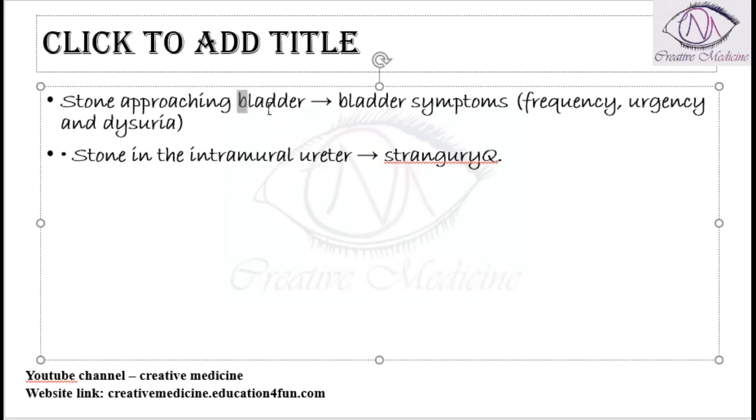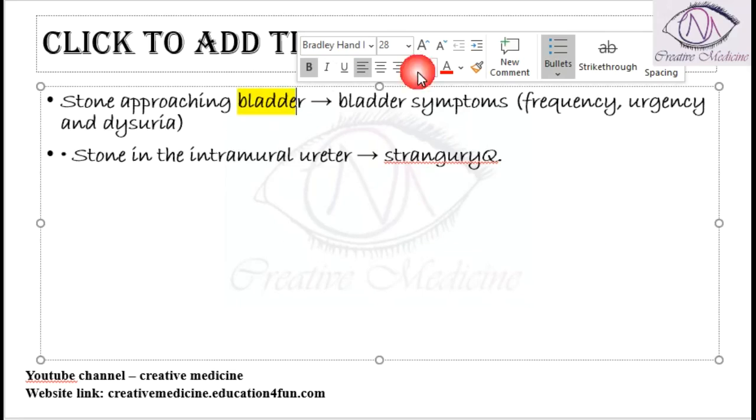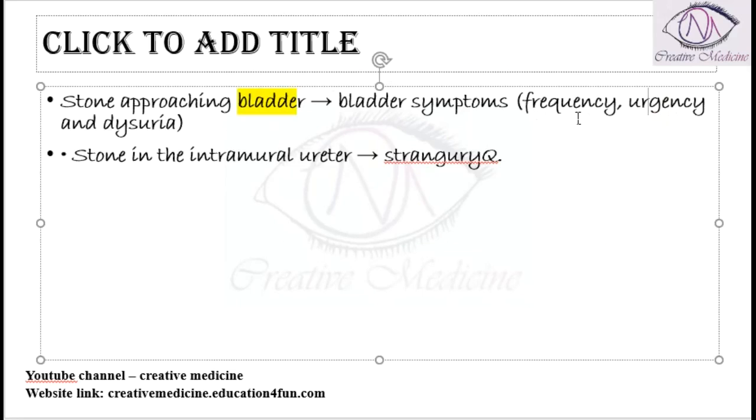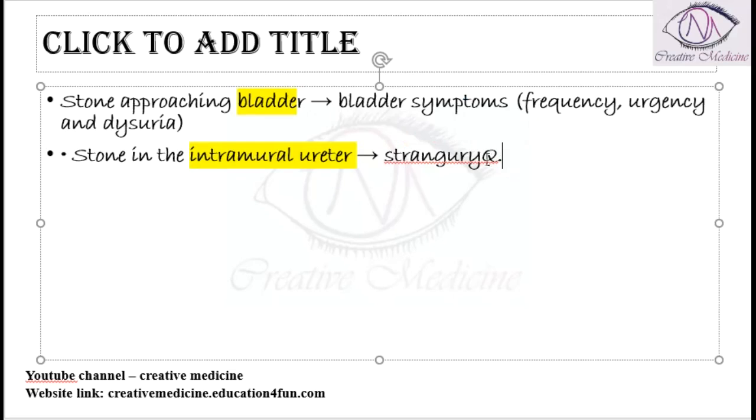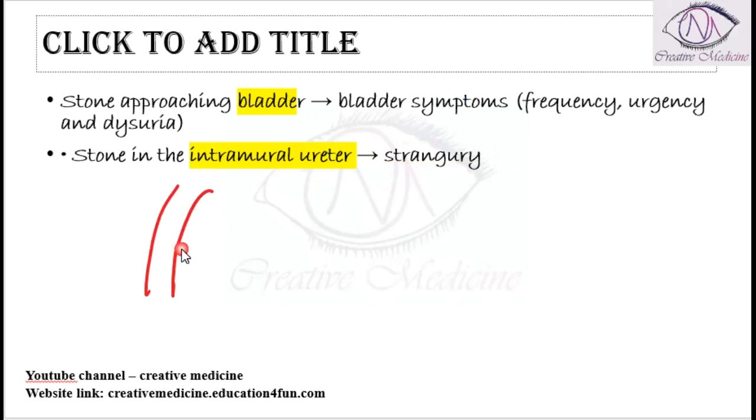So if the stone is in the bladder, then bladder symptoms can be seen, like frequency, urgency, and dysuria. If the stone is intramural, then strangury is seen. Strangury is sudden pain. Intramural means if the stone is present in the wall of the ureter, then strangury is seen.